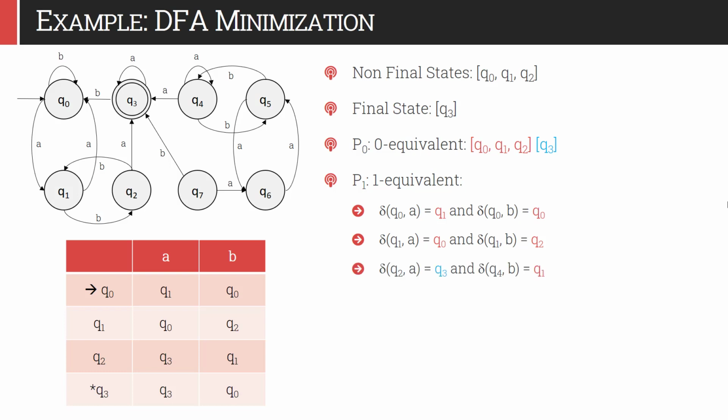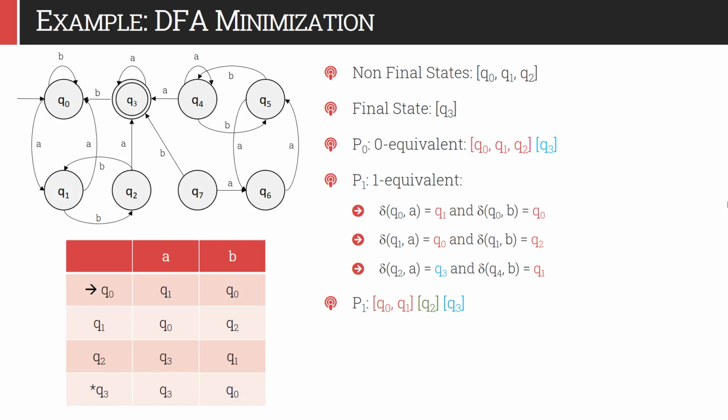If we read A and B from state Q2, then we are moving to the blue group and the red group. That means Q2 is distinguishable from Q0 and Q1, but Q0 and Q1 themselves are not distinguishable. So we will split that red group into 2 subgroups. One contains Q0, Q1 and the other contains Q2. So this is our partition P1.